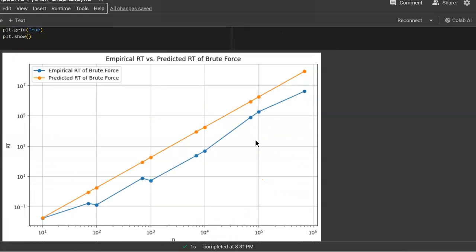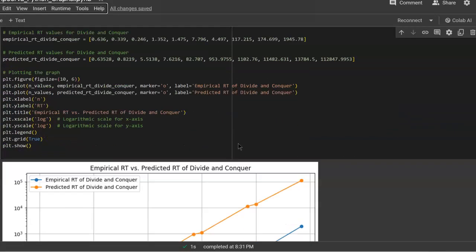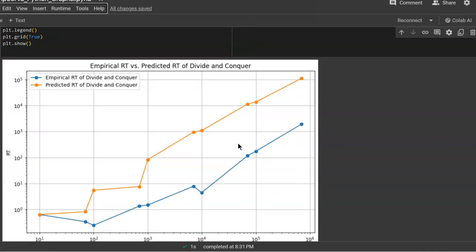And the second graph is for empirical running time of brute force versus predicted runtime of brute force. For the small values, both are the same. That means the predicted and the empirical values are the same, but for the large values, it is going in a different way. In a similar way, this is the empirical RT of divide and conquer versus predicted RT of divide and conquer. For small values, there is not much difference, and for large values, there is a lot of difference. And the main point to be noted is that these are for the n values which I took. If the n value varies, these graphs also vary continuously.